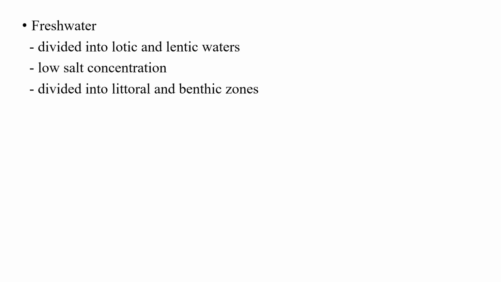The freshwater, in its case, is divided into lotic and lentic waters. Lotic waters are the ones that are flowing, while the lentic are the ones that are not flowing. Freshwater generally contains a low salt concentration. That is, it has low salinity. Salinity means the salt concentration in water. So that's what we mean by salinity. So freshwater has low salinity as a result of low salt concentration.